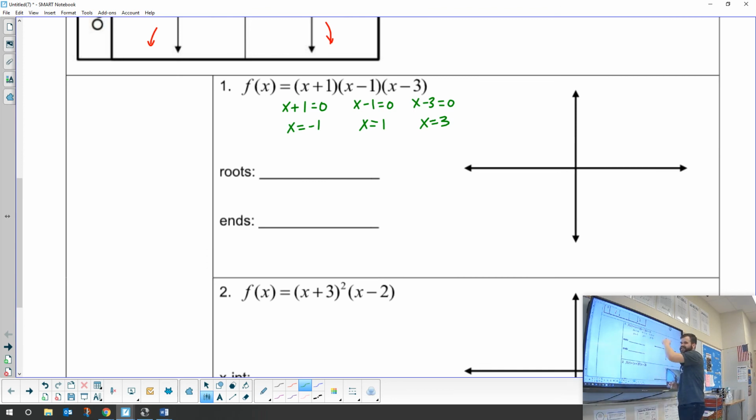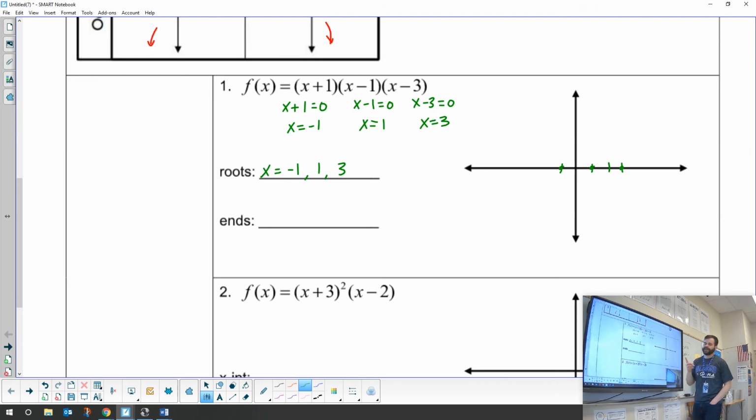Think about your answers, your solutions, your roots. They're the opposite of what your factors are. Because what we're really doing is finding our x-intercepts, and those are where my factors are equal to 0. So my roots are going to be x equals negative 1, 1, and 3. And we can plot those over here. We can put a point at negative 1, a point at positive 1, and a point at 3.